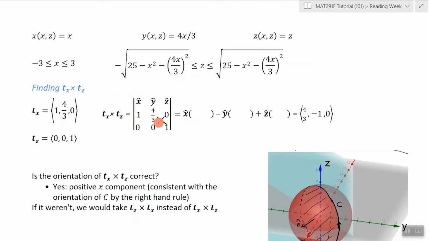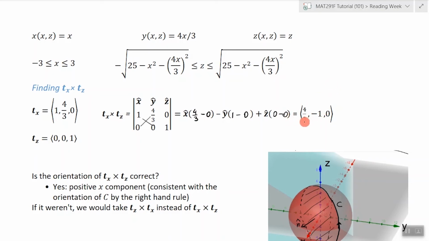You would have this determinant for the x component. This gives you 4/3 minus 0. For the y component, you would have this minus here. Then you get this determinant. So you get 1 minus 0. And then for the z component, you have this determinant. So you get 0 minus 0. Then in the end, I wrote it using this triangular notation, 4/3, -1, and 0.